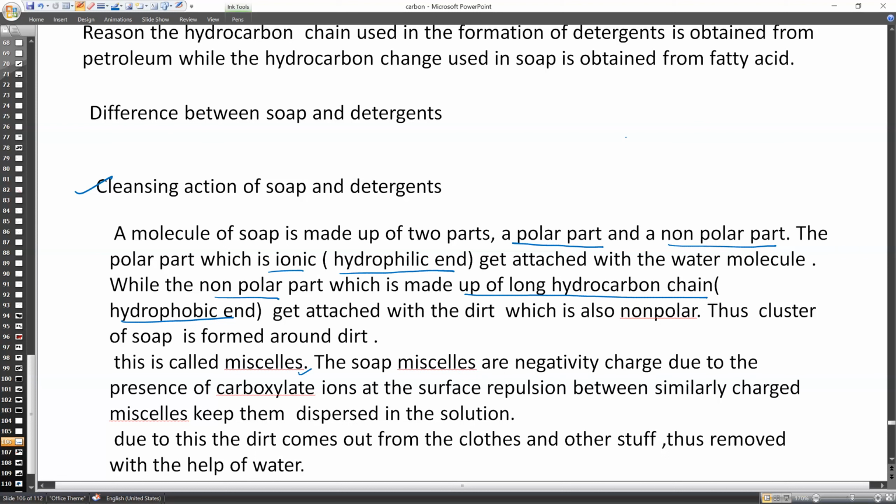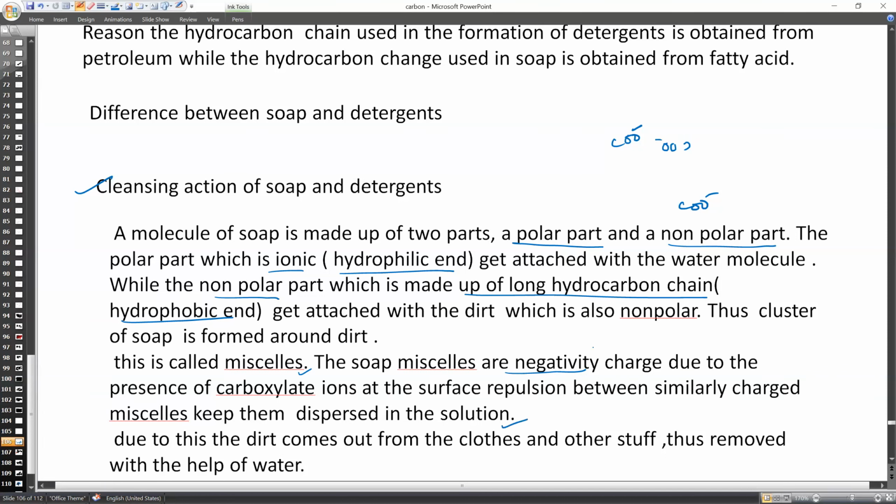The soap micelles are negatively charged. Why? Because actually this is COONa, but Na gets ionized and keeps moving everywhere in the water. So actually we have COO minus, and when other COO minus ions come together, it becomes negatively charged. So we can say the soap micelles are negatively charged due to the presence of carboxylate ions. Carboxylate ion means COO minus ion.